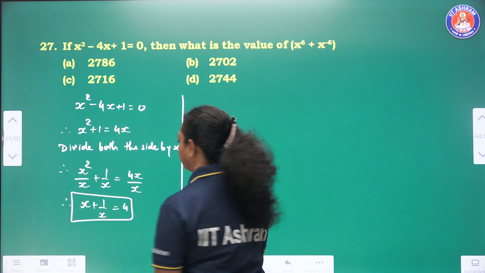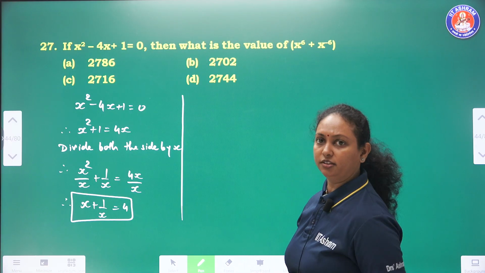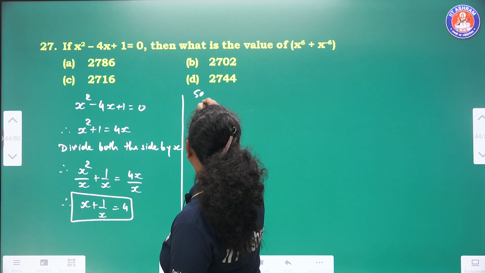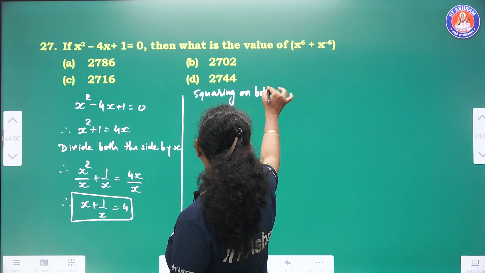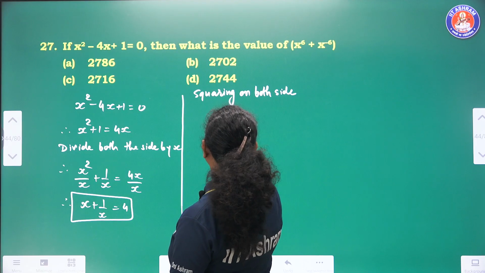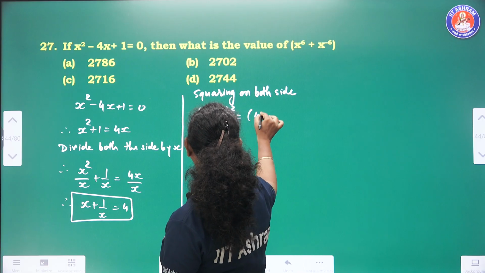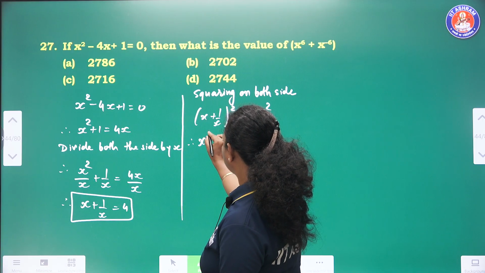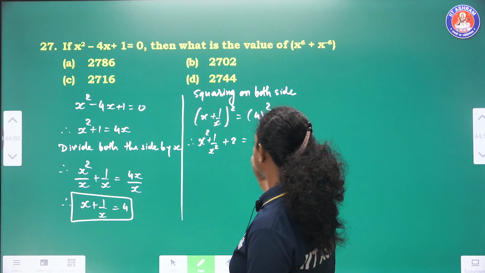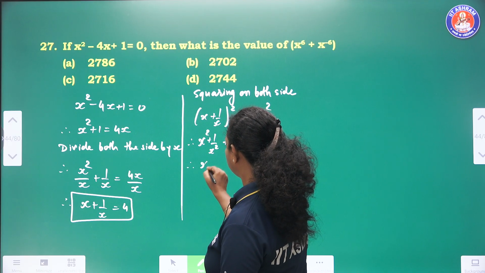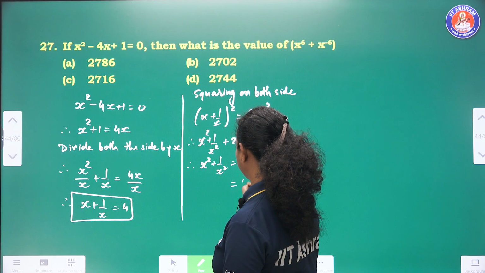Now, x plus 1 upon x is equal to 4. We have to find the value of x square plus 1 upon x square. So now squaring on both sides: x plus 1 upon x whole square is equal to 4 square. So x square plus 1 upon x square plus 2 is equal to 16. Therefore, x square plus 1 upon x square is equal to 16 minus 2, which is equal to 14.